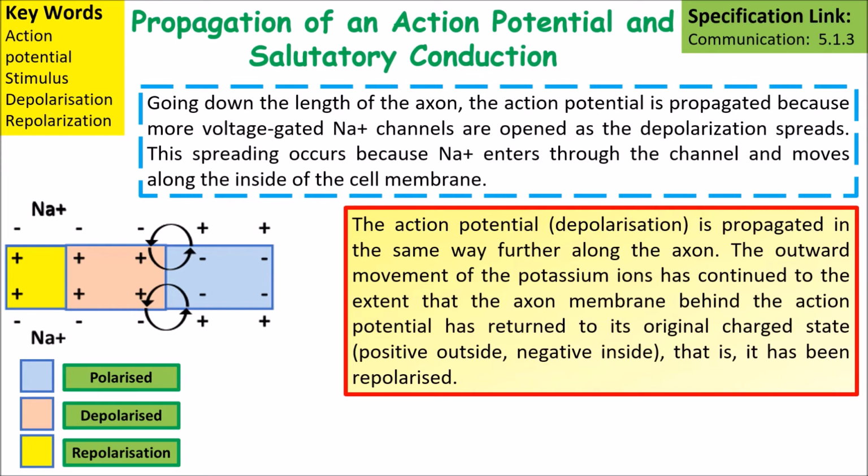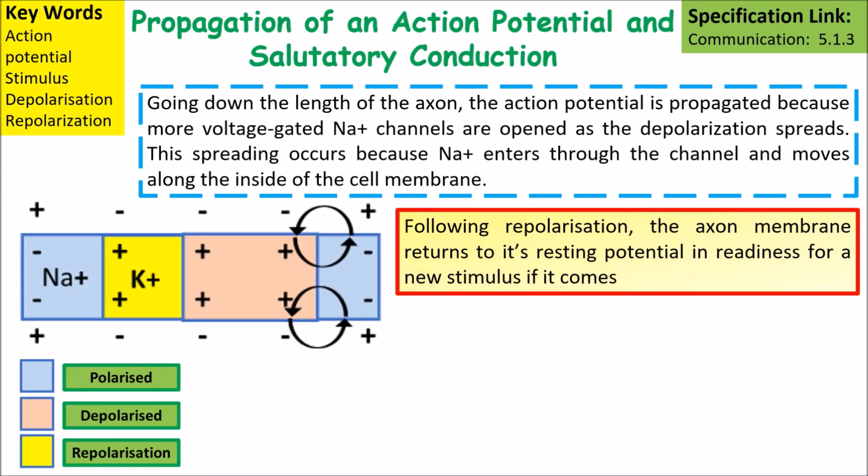The outward movement of potassium ions continues to the extent that the axon membrane behind the action potential has returned to its original charged state and is said to have become repolarized. Following repolarization, the axon membrane returns to its resting potential in readiness for a new stimulus or a new action potential to come along.